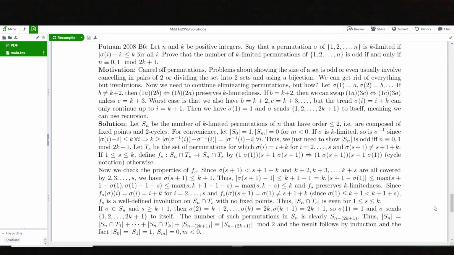If we look at permutations which are order 2 or less, then we can try to cancel off by looking at, say, where does 1 go, A, where does 2 go, B? Well, 1→A, 2→B. We interchange that with 1→B, 2→A. We can, unless B is equal to k plus 2, because then it's no longer k-limited. So we can't make this exchange. And then no problem if B is equal to k plus 2.